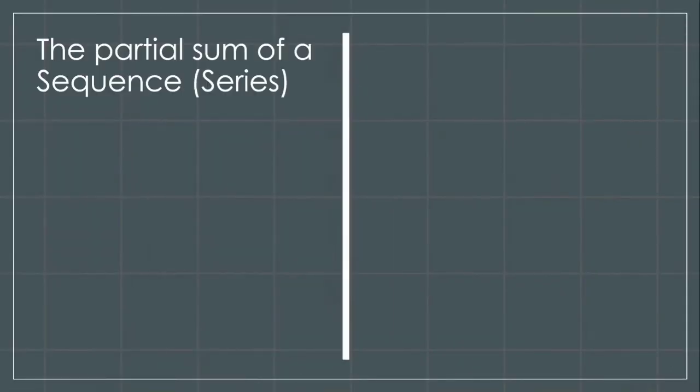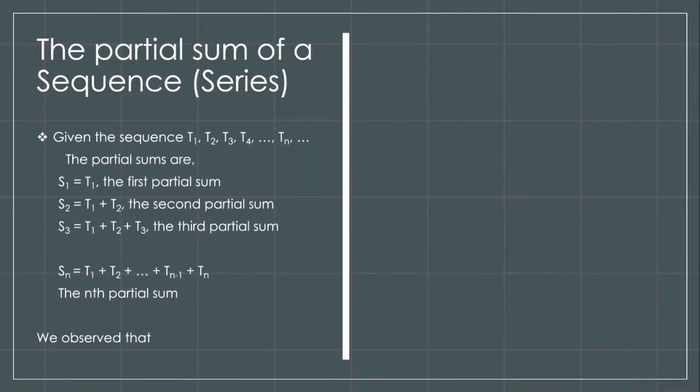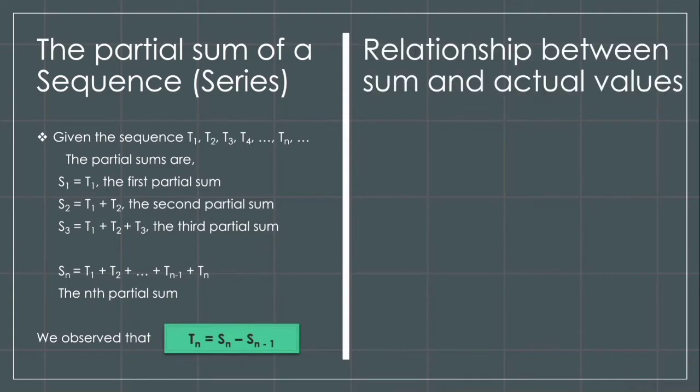The partial sum of a series is given for the sequence T1, T2, T3, T4, Tn, and so on. The partial sums are: S1 equals T1, the first partial sum; S2 equals T1 plus T2; and S3 equals T1 plus T2 plus T3. For the nth partial sum, we observe that Tn equals Sn minus Sn minus 1. The relationship between sum and actual values can be shown by this.